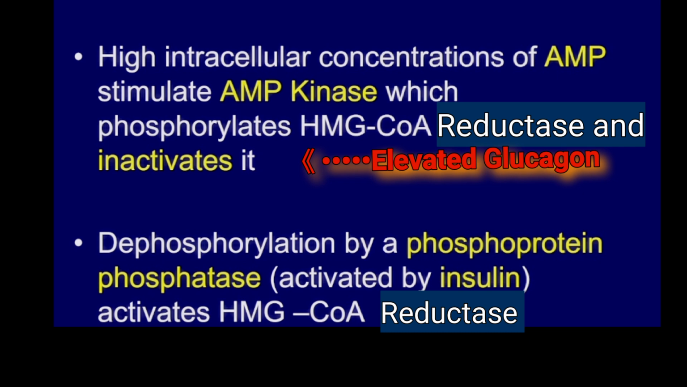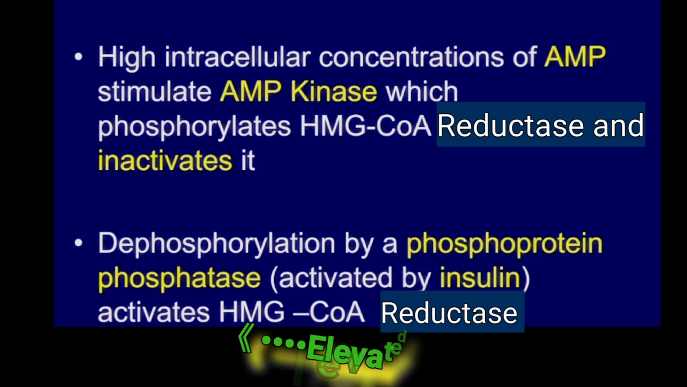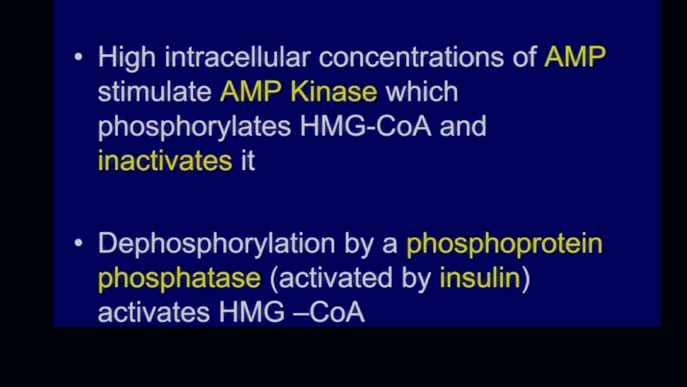On the other hand, when insulin is high in the bloodstream, it will promote the dephosphorylation of HMG CoA reductase through a phosphoprotein phosphatase, and as a result, HMG CoA reductase is activated.